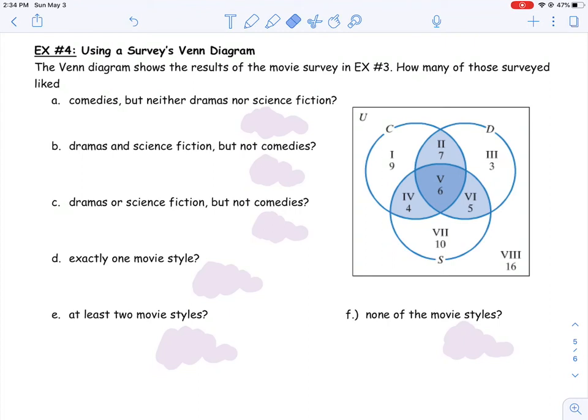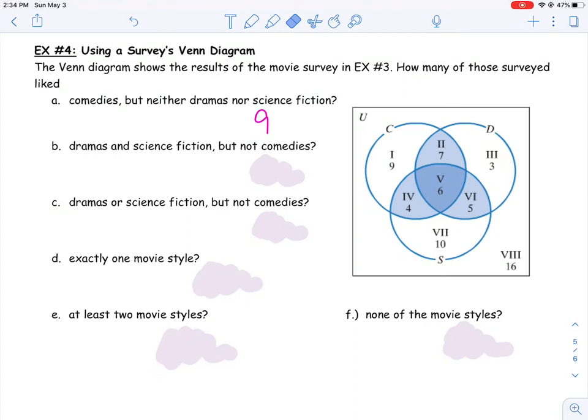Now that we have the Venn diagram filled out, could you look at that Venn diagram and tell me how many people liked comedies, but neither dramas nor science fiction? So how many people liked comedies, but not dramas or science fiction? Did you say 9? Perfect.